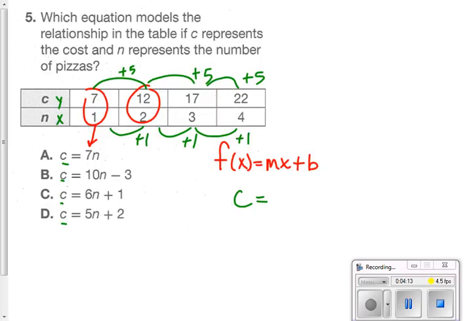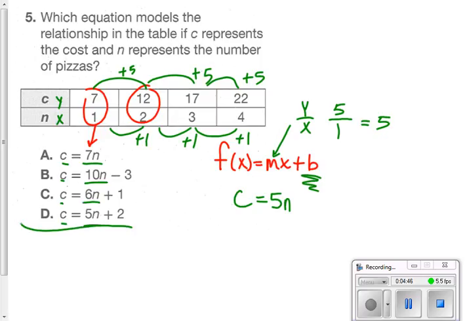So looking at this, remember, to find the slope, it is the change in y over the change in x. Well, the change in y is 5. The change in x is 1. So really my slope here is 5. So 5 would go in for your slope. X, we're not using x, we're using n in this case. Well, you could actually stop here. You don't even need to figure out the intercept, because if you look at these equations here, notice 7n, 10n, 6n, 5n, and we came up with 5n. So this would be the correct solution.